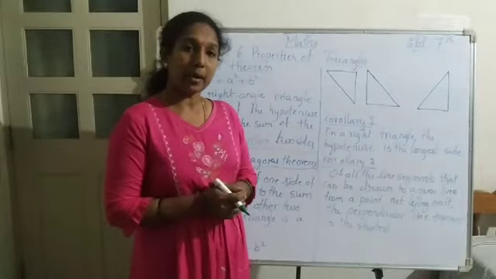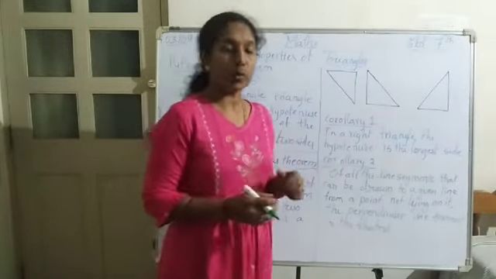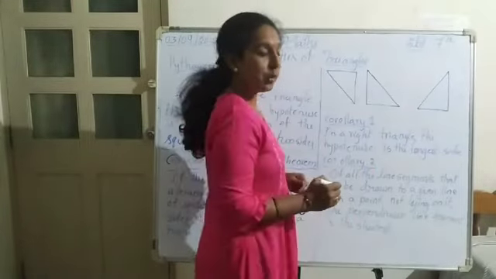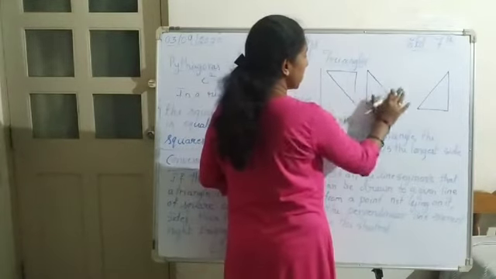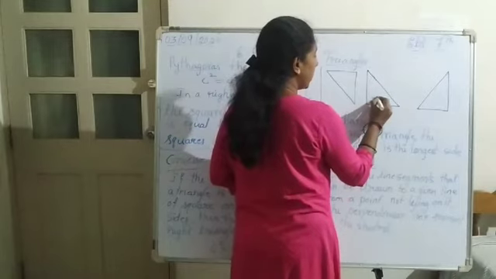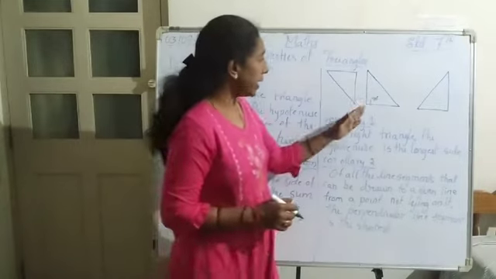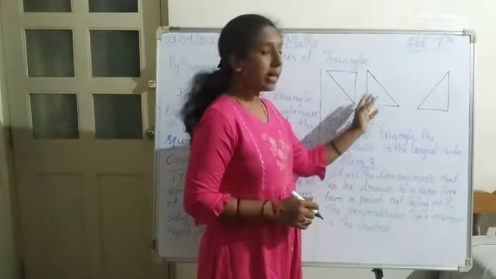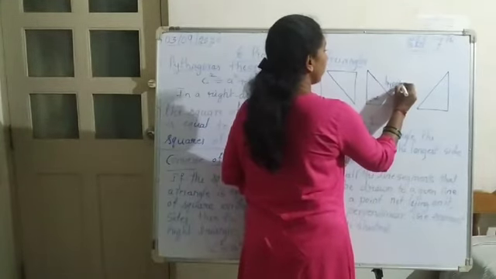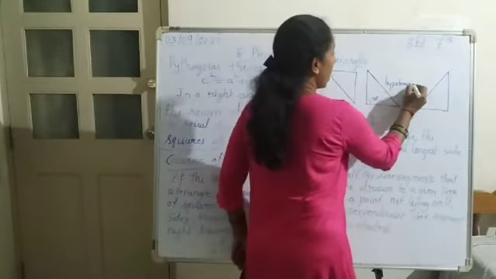Right angle triangle, the name itself says right angle. Right angle means you know that the angle is equal to 90 degrees. So here, if I take this triangle, here is the angle that is equal to 90 degrees. The side opposite to this right angle, we call it the hypotenuse. What do we call this? Hypotenuse. So this one is called the hypotenuse.